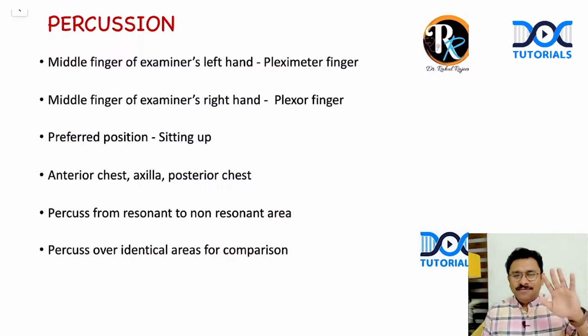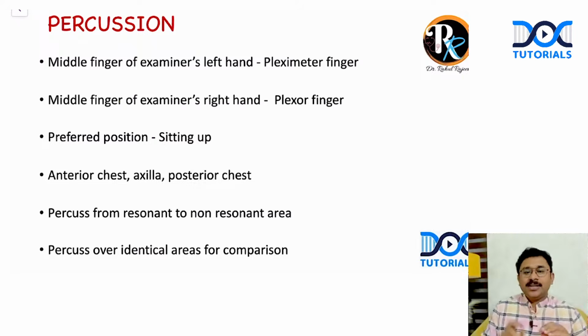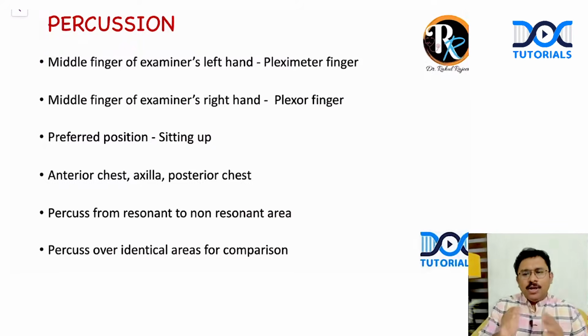You have the left hand; the middle finger of the examiner's left hand is referred to as the pleximeter finger. The examiner's right hand is referred to as the flexor finger. So the preferred position, this is again important. The examiner will ask you, if you want to percuss a patient, what is the preferred position? It is sitting up. But does that mean that you can only percuss in the sitting up position? No. Especially if the patient is sick, you will have to percuss with the patient lying down, no problem.